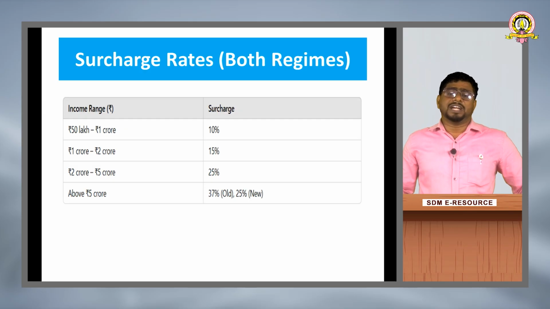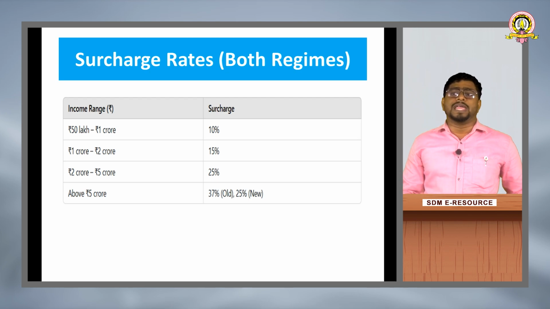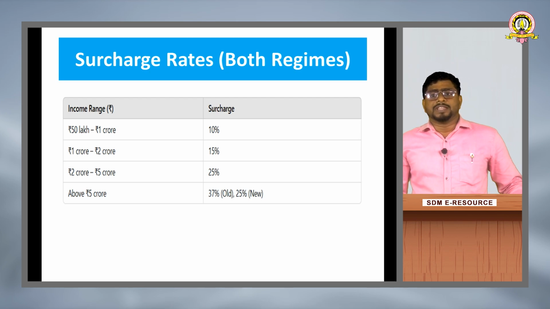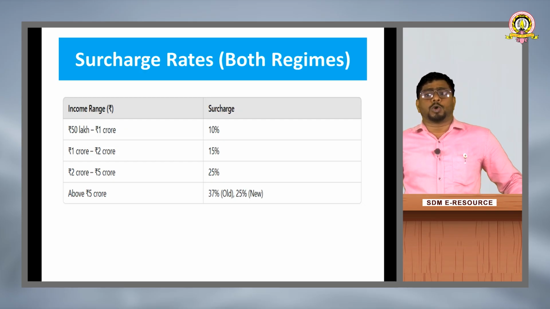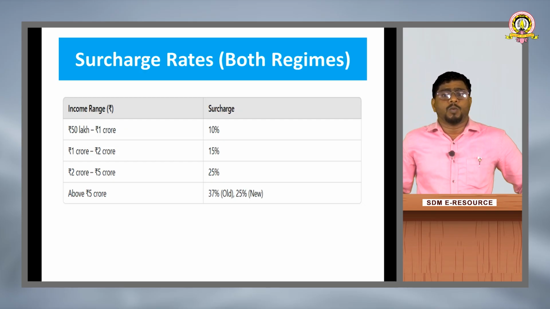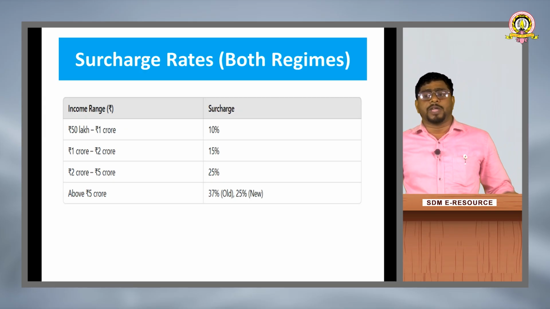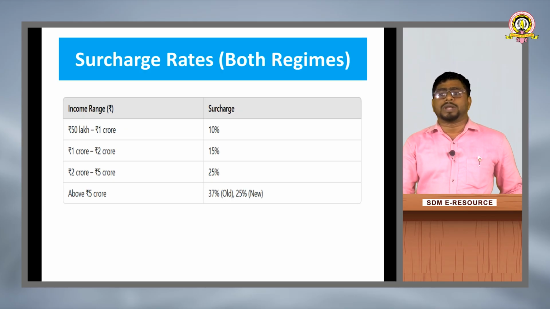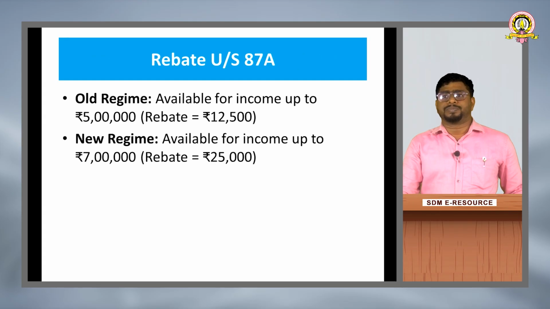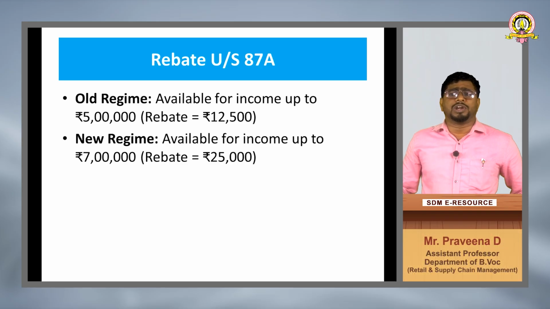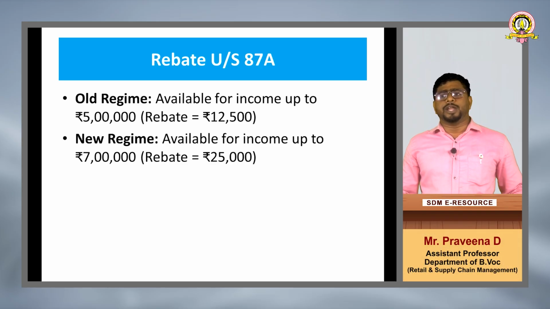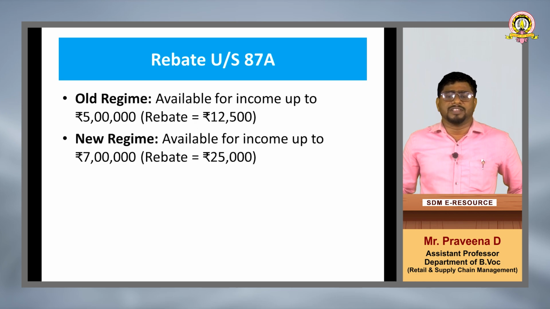Then surcharge rate. Surcharge means additional tax. It is applicable only for the individual whose income level is high. That means if their income is 50 lakhs to 1 crore, 10% extra tax they have to pay, 1 crore to 2 crore 15%, 2 crore to 5 crore 25%, and above 5 crore as per the old tax regime 37% they have to pay, and as per the new tax regime 25% they have to pay. This is already explained. Rebate under section 87A, old regime maximum 12,500 and new regime maximum 25,000 is available.